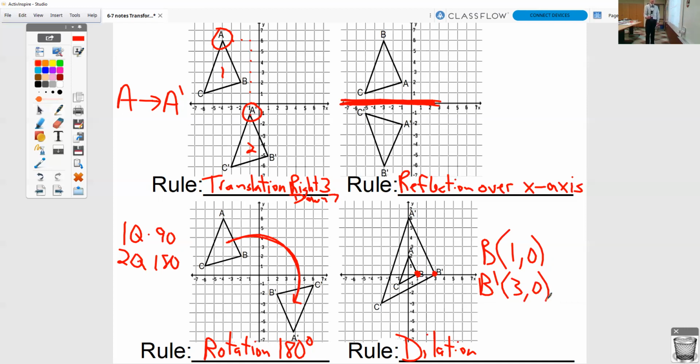Remember, the scale factor is what you multiply by. Well, what do I have to multiply 1 by to get to 3? 1 times 3 is 3. So this would be a dilation of 3. It's whatever you multiply by.